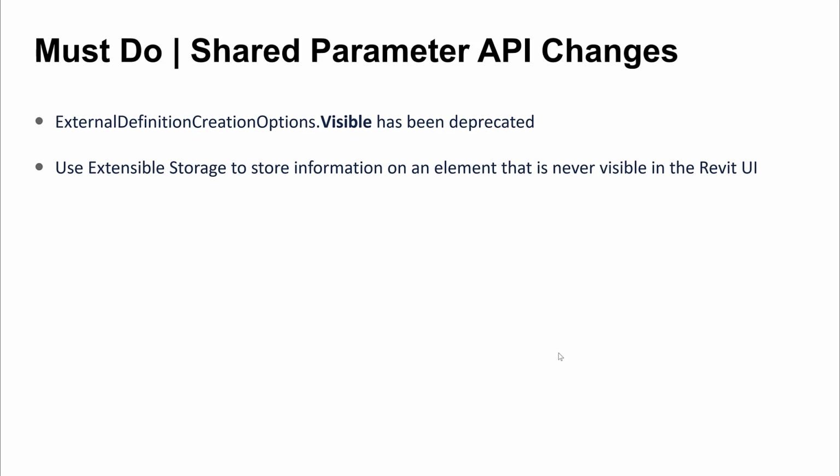We've also made a kind of breaking shared parameter change. We have decided to deprecate the visible property on external definition creation options. The reason for this is that there is a better way of storing information. We didn't feel that this was something that should be part of shared parameters. So we do advise storing data in extensible storage instead of using a shared parameter and hiding it from users.